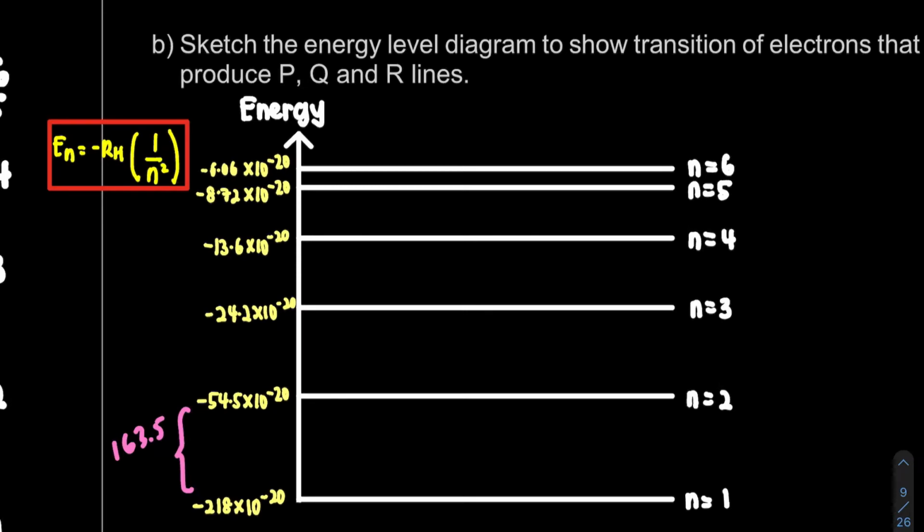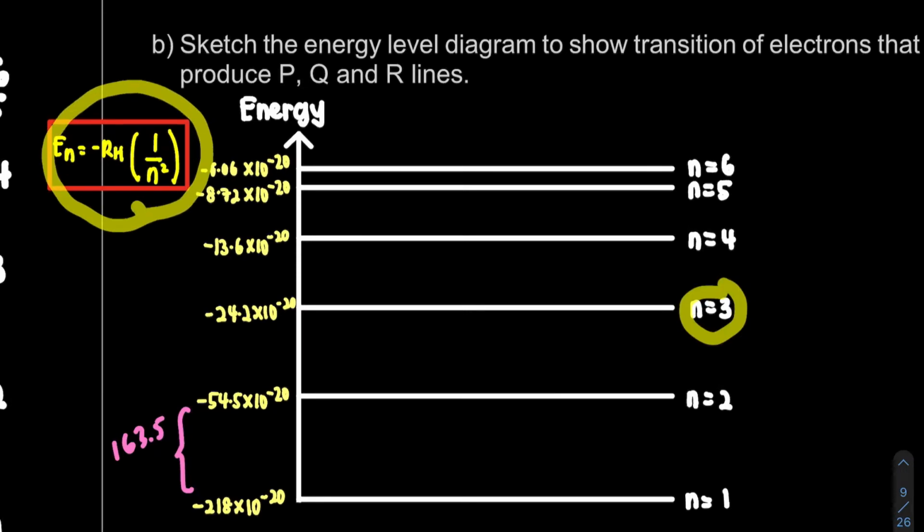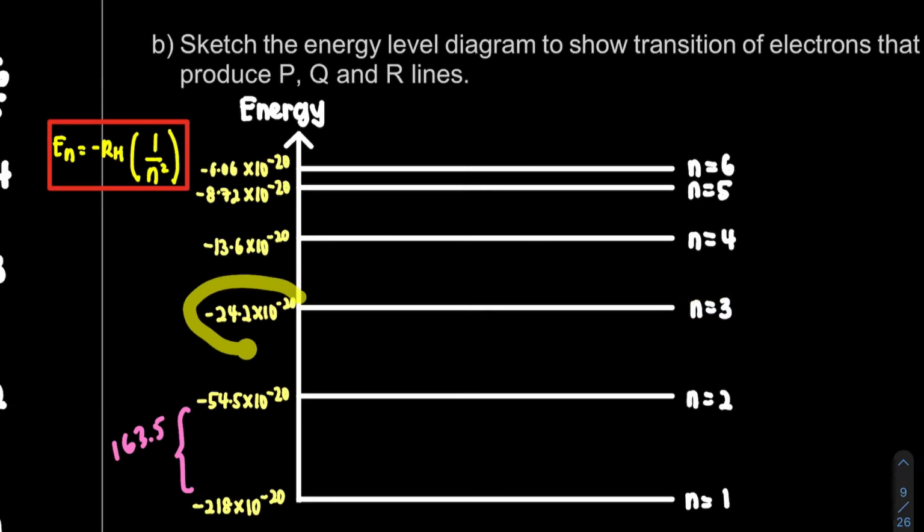Okay, lepas tu bila kita calculate when n equal to 3, kita masukkan dalam formula ni, we will get this one, negative 24.2 exponent negative 20. Sebenarnya bila kamu tekan dalam calculator, dia akan dapat negative 19 semualah. Tapi ni just Miss nak make it clear. So sebab tu Miss buat semua ni negative 20. Okay, so you will get this value.